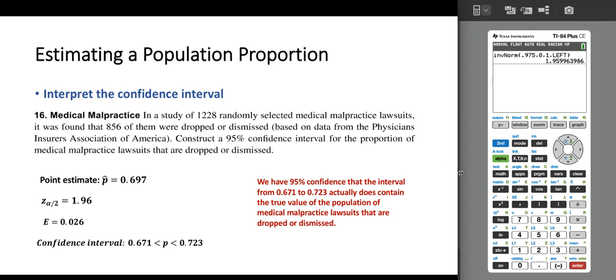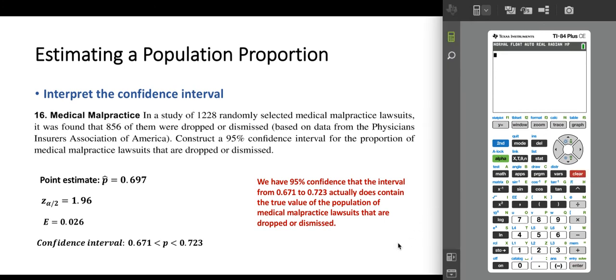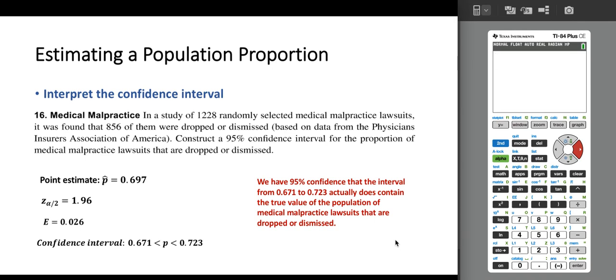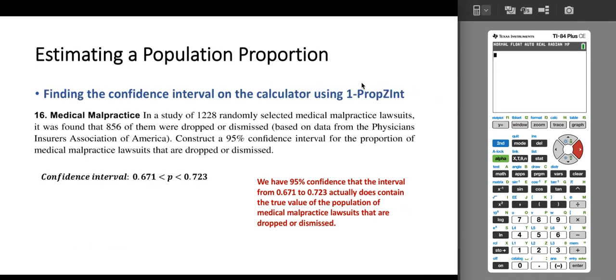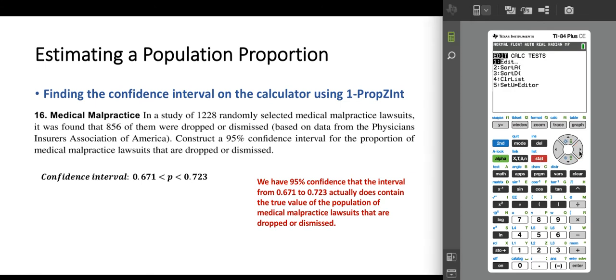All right, how do we do that on our calculator? So let me clear this for now. Let me show you how to do it on our calculator. So what you want to do is find this function, 1 proportion z interval. That's found under the stat menu. So you're going to press stat, tests, and toggle down to 1 proportion z interval.